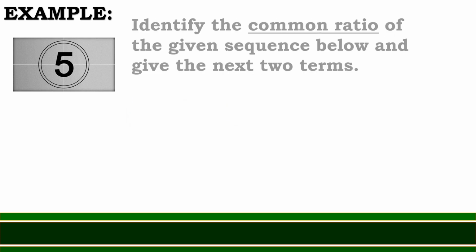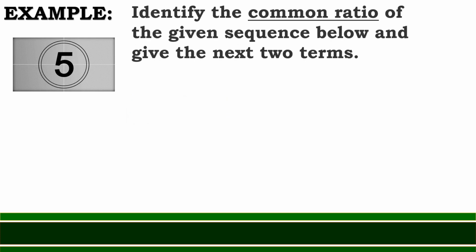How about this? Identify the common ratio of the given sequence below and give the next two terms. Okay, let's try this one. The sequence below are 7, 14, 28, and 56. Try to think what will be the common ratio and the next two terms from the given.